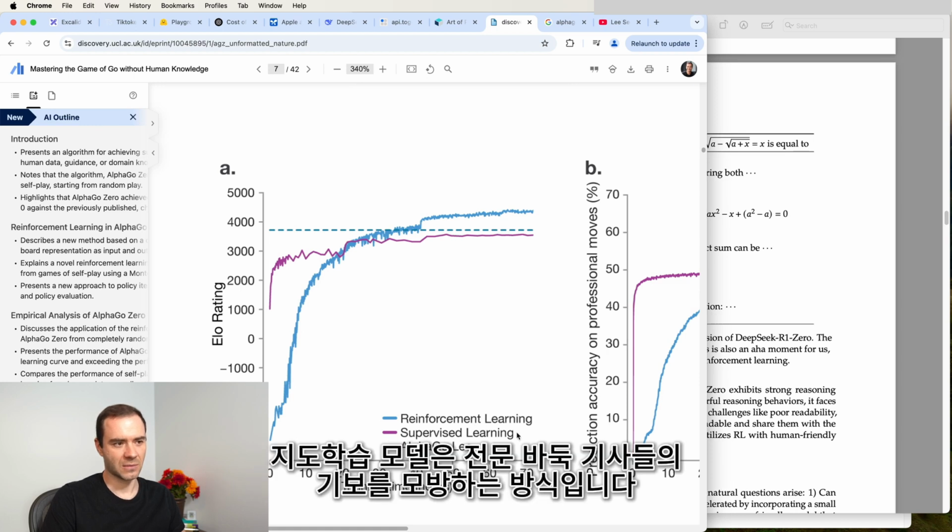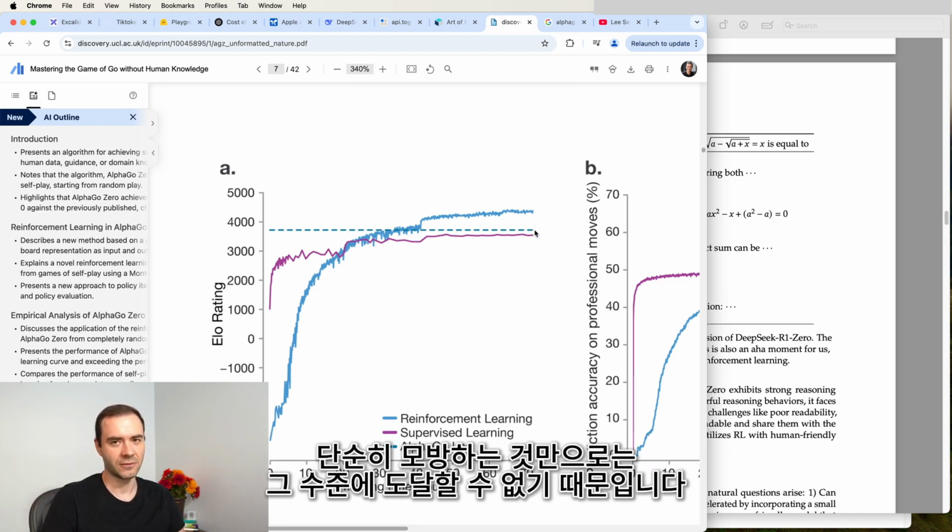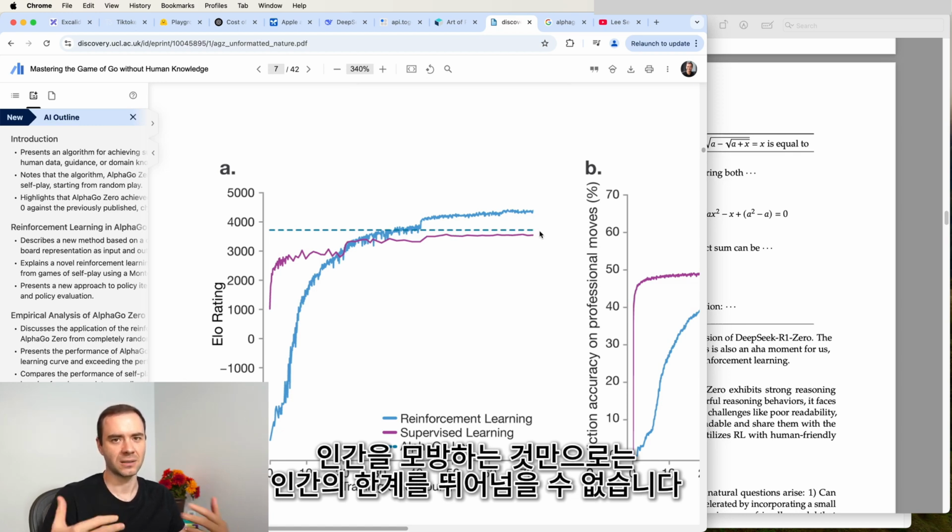The supervised learning model is imitating human expert players. So if you just get a huge amount of games played by expert players in the game of Go and you try to imitate them, you are going to get better, but then you top out. And you never quite get better than some of the top players in the game of Go, like Lee Sedol. So you're never going to reach there because you're just imitating human players. You can't fundamentally go beyond a human player if you're just imitating human players.